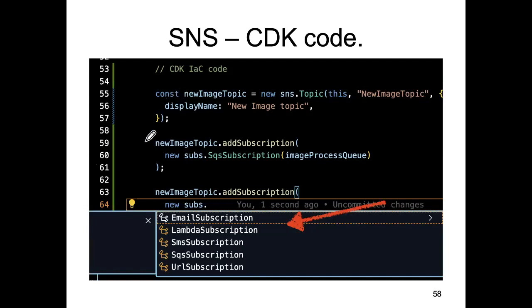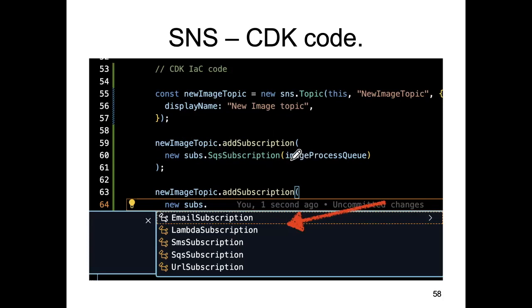Then we want to associate a subscriber or an endpoint to that topic. We don't have to, but presumably we want to. And so that's what we're doing here. There's this add subscriber convenience function associated with our topic. And here it looks like we're creating a subscriber that's an SQS queue.